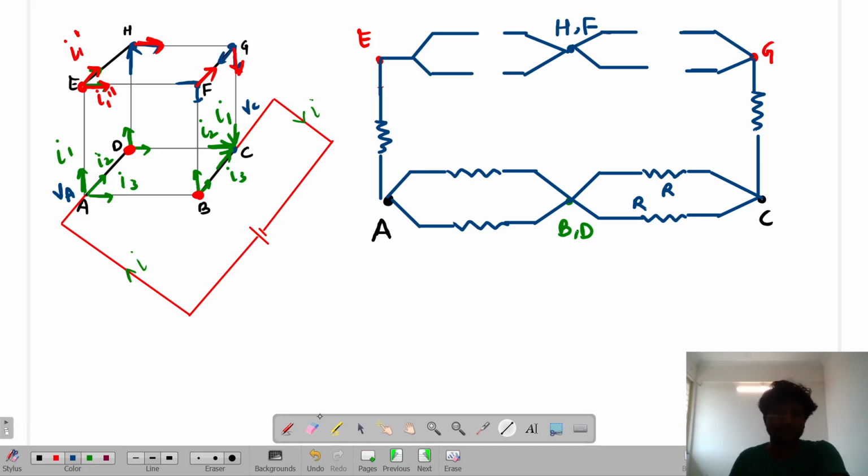Are you able to get me? And then we forgot about B to F, and D to H. There are two more resistors or not? So the circuit will look this way. The resultant circuit is this way.